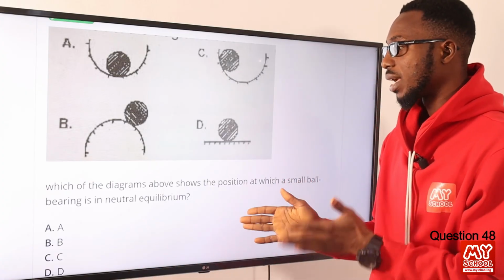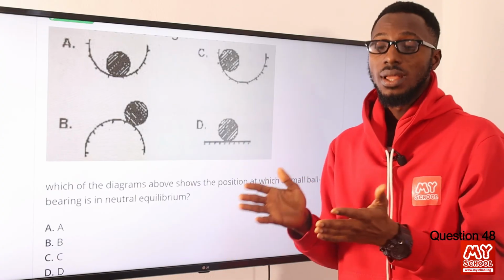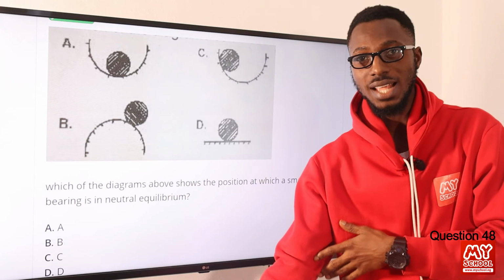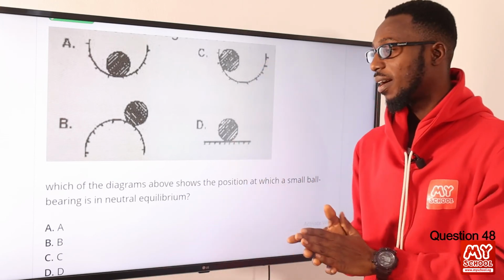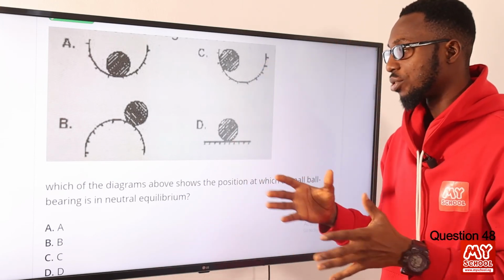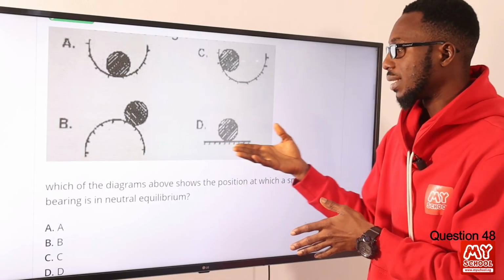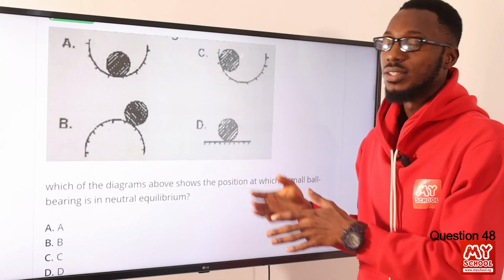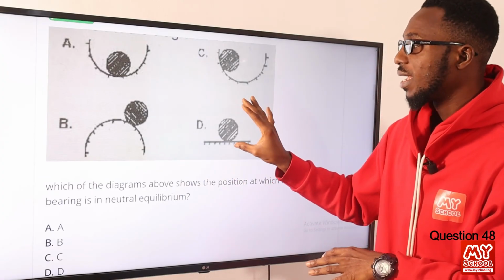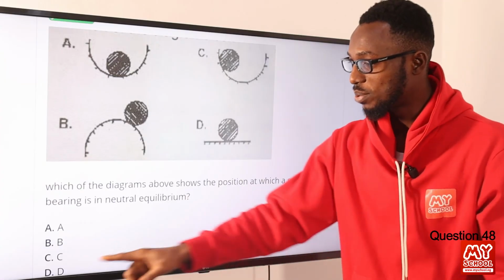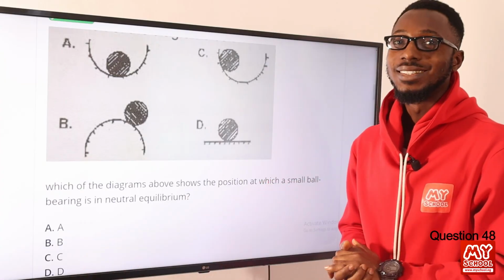Such examples include a cylinder, a cone, or an egg resting on its side. You can imagine those pictures. Or a ball, a sphere, resting on a horizontal smooth surface, and that is what we have in option D. So option D is in neutral equilibrium. The correct option here is option D.